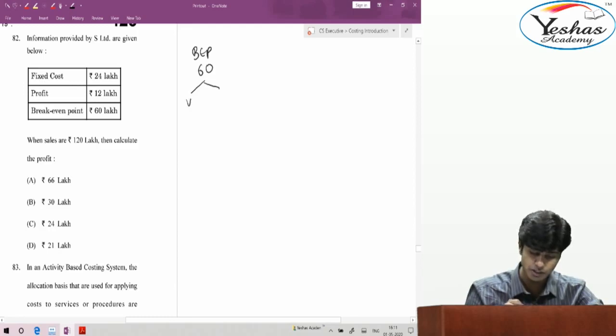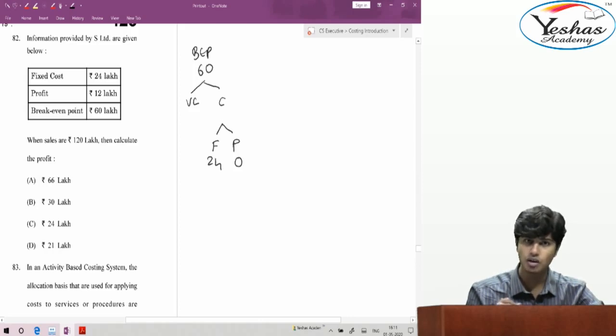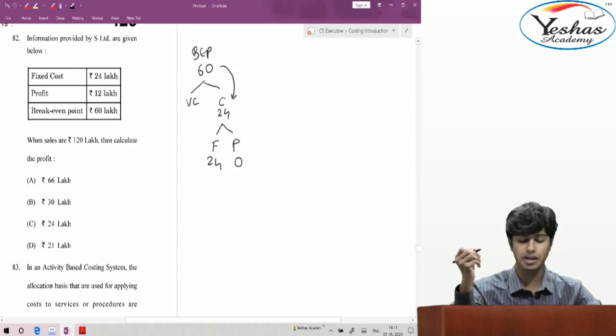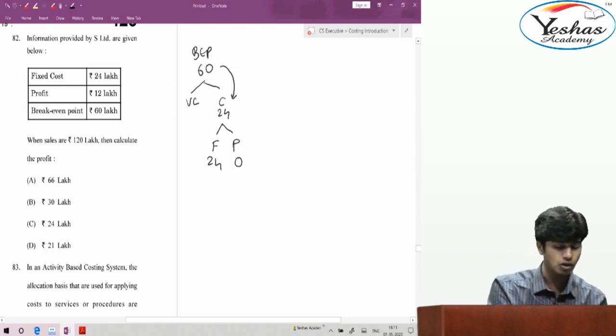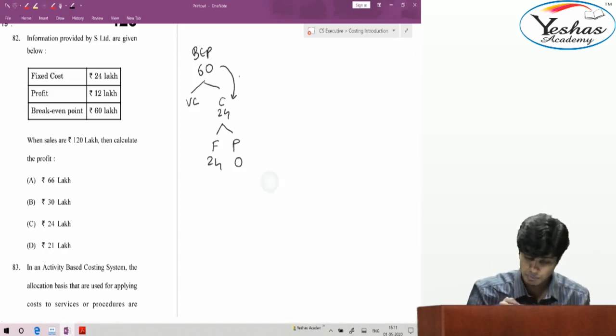This will have two components, variable cost and contribution. Contribution will have two components, fixed cost and profit. It is BEP, so profit will be 0. The entire amount will be fixed cost. Fixed cost, they have given as 24. 24 plus 0 is 24. So in this question, contribution is 24. What is the relationship between BEP and contribution here? 24 divided by 60 gives me 0.4. That is our PV ratio.